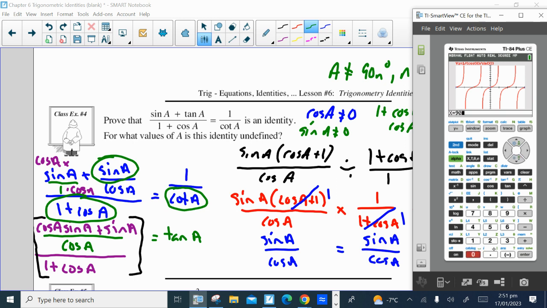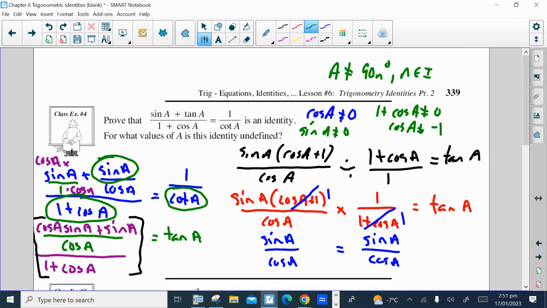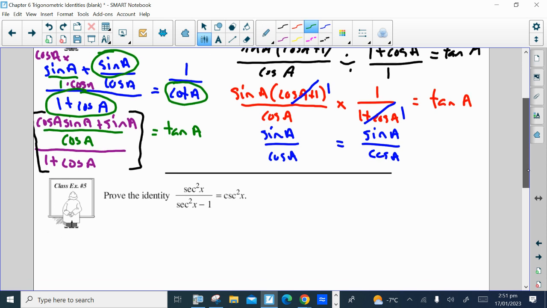If I let x equal 90, no value returned. I let x equal 180, no value returned. Negative 90, negative 270, no values returned. Okay, so we've just proven or shown that our stated non-permissive values are correct.